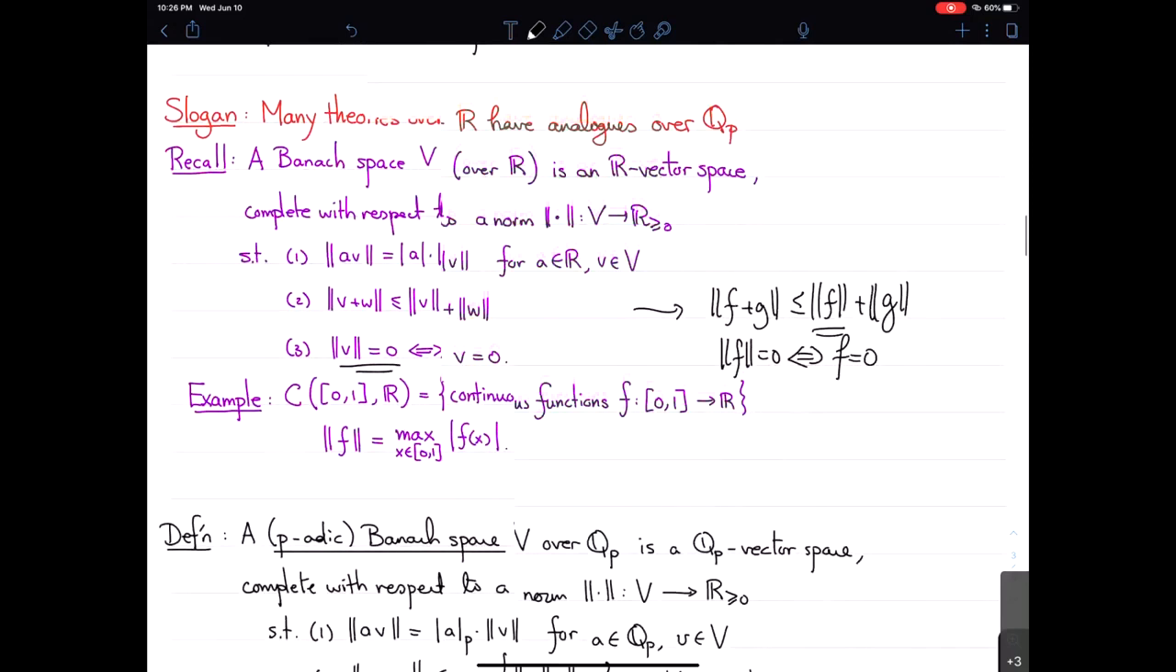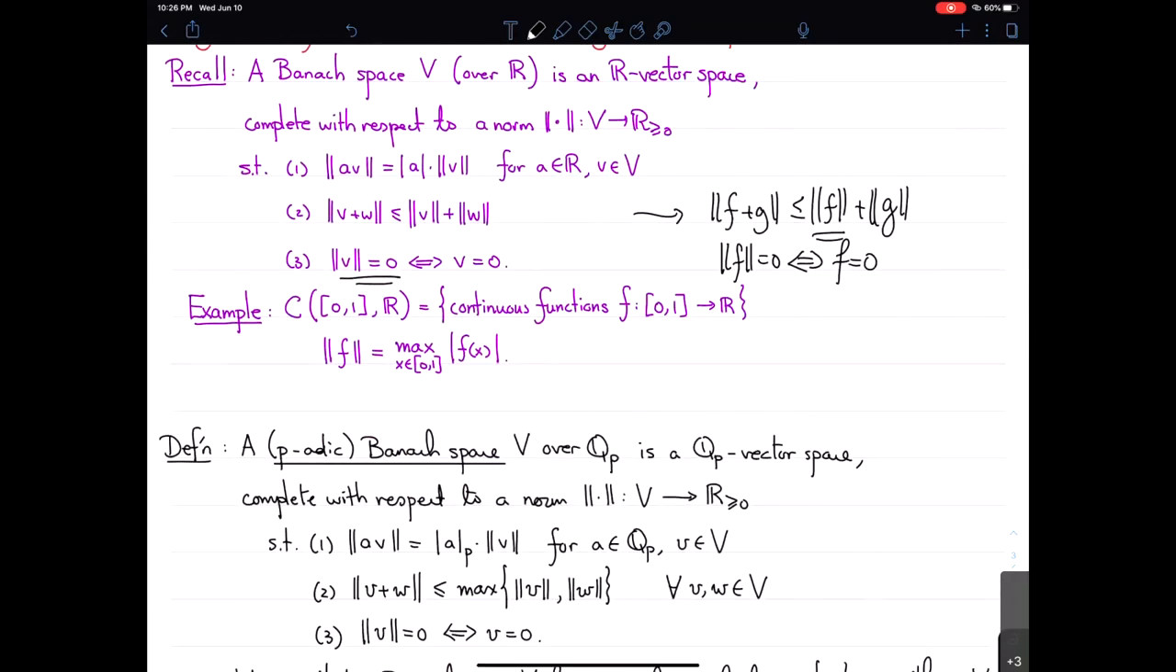So we can essentially copy the same definition. A Banach space over Qp is again a Qp vector space. So a p-adic Banach space V over Qp is a Qp vector space. It's complete with respect to a norm, which is just like what you have over here. It's a real valued norm, but the vector space is over Qp. And it's compatible with multiplication by a p-adic number. So the norm will be multiplied by the p-adic norm.